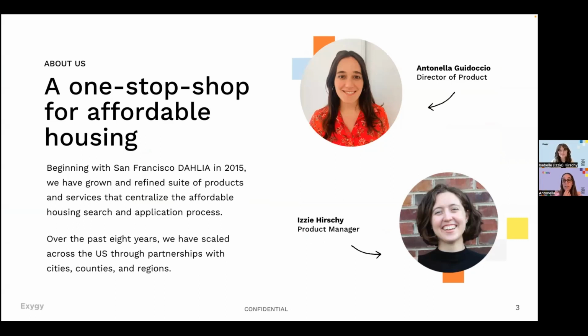We design and build a suite of products in order to centralize and improve the affordable housing search and application process. We started this work in 2015 with the city and county of San Francisco, and since then we have created Bloom Housing, an open source tool to actually help housing departments with this problem. And we have been working with cities, counties, and regions across the US.